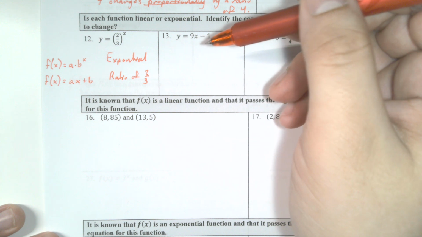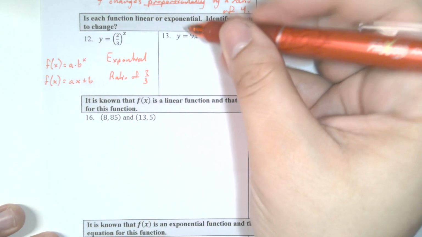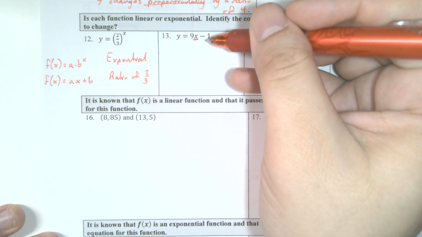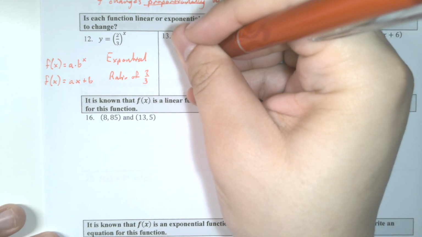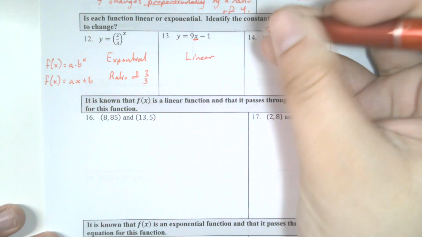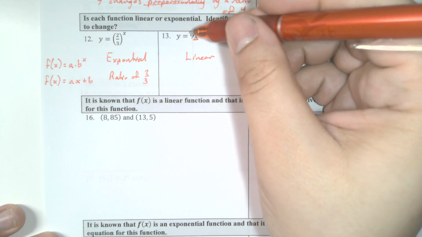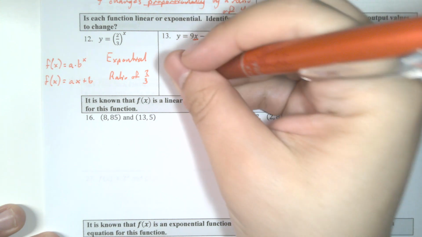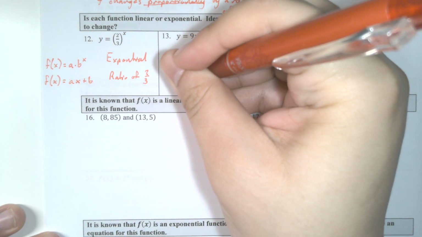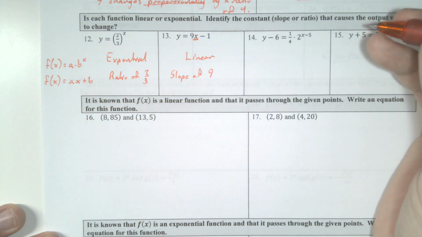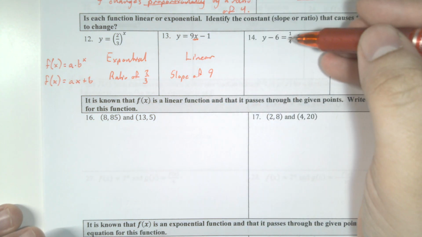But this linear function here, we know it's linear because it has a number times x plus or minus another number. And so this is linear, and the number that's causing it to change is this 9, what's right next to the x. And so this has a slope of 9. Now what about this function?